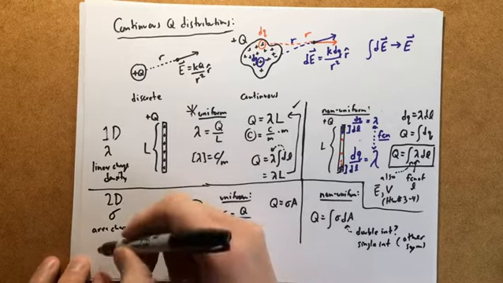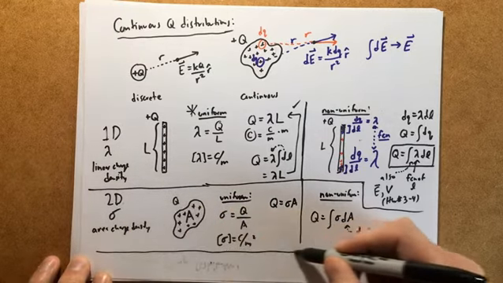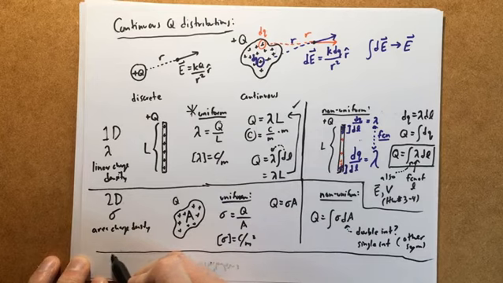And then finally, I'll see if I can squeeze it in here on the bottom. For 3D, we use rho, which is volume charge density.